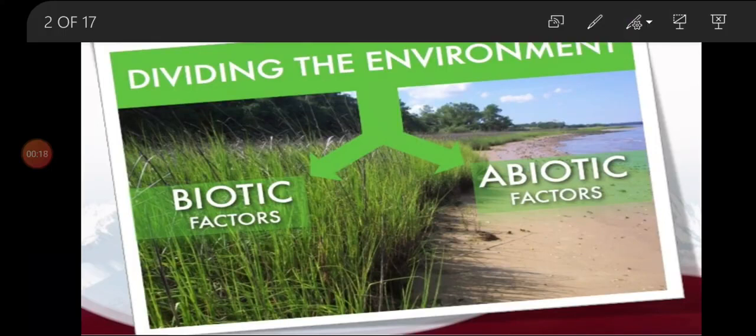Planet Earth is made up of two types of components. Planet Earth consists of two factors, that is biotic factors and abiotic factors. What do you mean by biotic and abiotic factors?